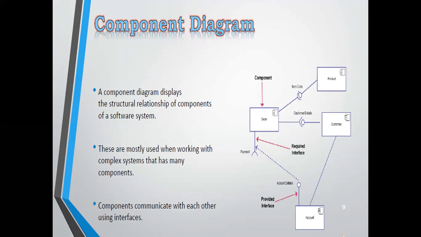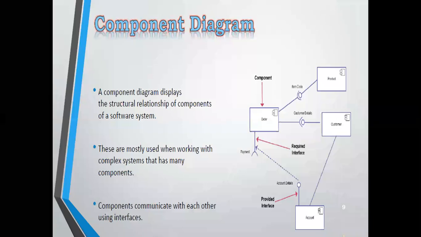Here you can see interfaces like item code, customer details, payment interface, and components like order, product. Whenever a customer is going to order any product, we have to use some interfaces for communicating. Both components are going to communicate through interfaces. Okay, this is the component diagram.